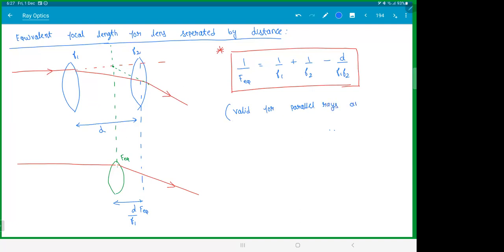and a common principal axis. So if D is 0, you get your regular formula. If it is only valid for parallel rays, then it's of no use for us. If they give you an object here, then just calculate the normal image and then this image. So that's what we can do: use the lens maker formula 2 times.